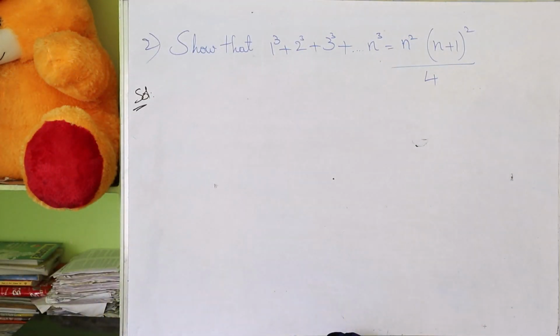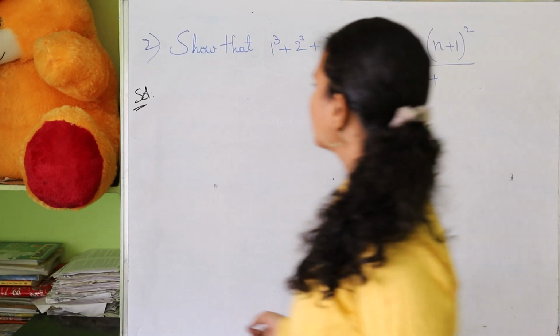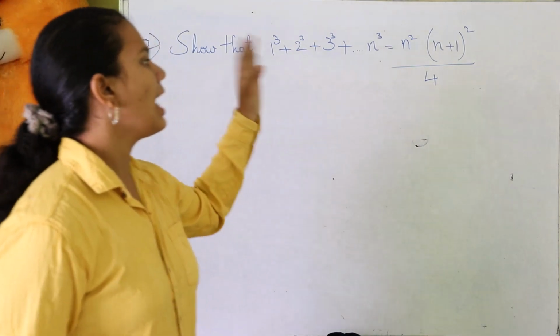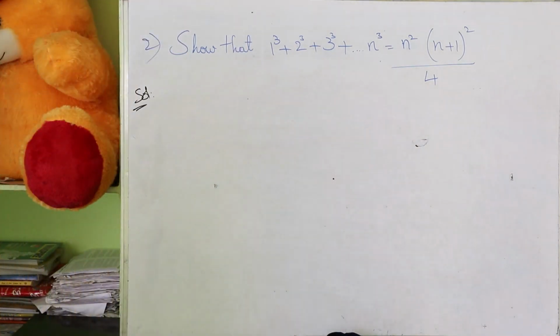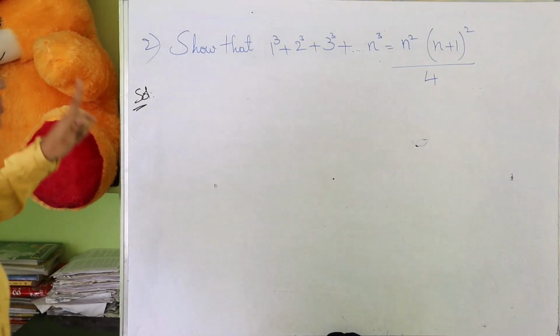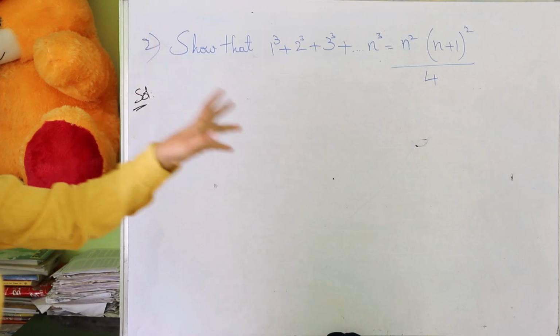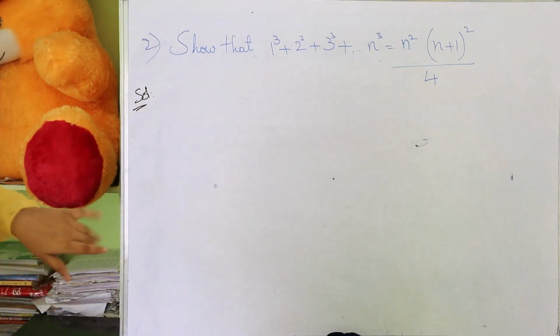The second question in mathematical induction, guys. Here you have to show that 1 cube plus 2 cube plus 3 cube plus, goes on till n cube, is equal to n square into (n plus 1) whole square by 4.